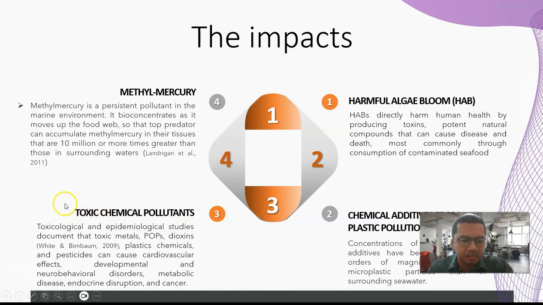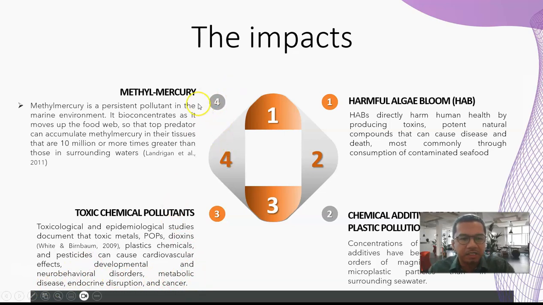Then, impacts of toxic chemical pollutants. Basically, toxic chemical pollutants can be in the form of metals, persistent organic pollutants, dioxins, plastics, chemicals, and pesticides. These chemicals can cause cardiovascular effects, developmental and neurobehavioral disorders, and metabolic disease, such as endocrine disruption and cancer.